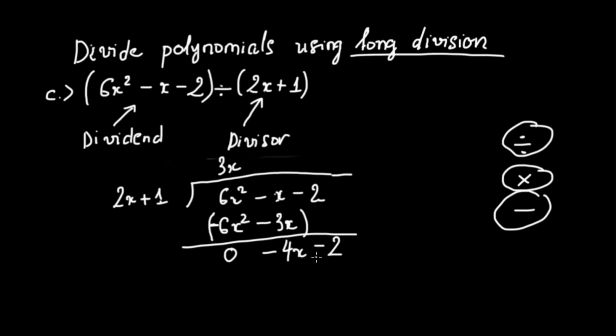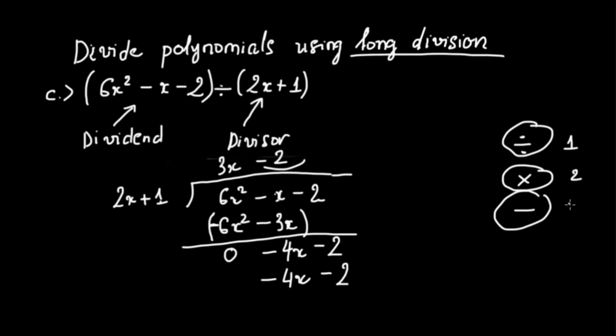Next, you repeat the steps that we've just followed above. First is division. -4x divided by 2x, you got -2, because -2 times 2x, you got -4x. The next step is multiplication. You take -2 right here times the divisor here. -2 times 2x, you got -4x, you put it here. And -2 times 1 right here, you got -2.